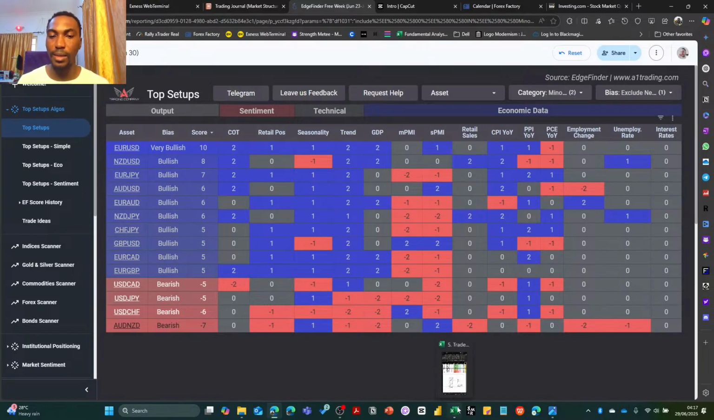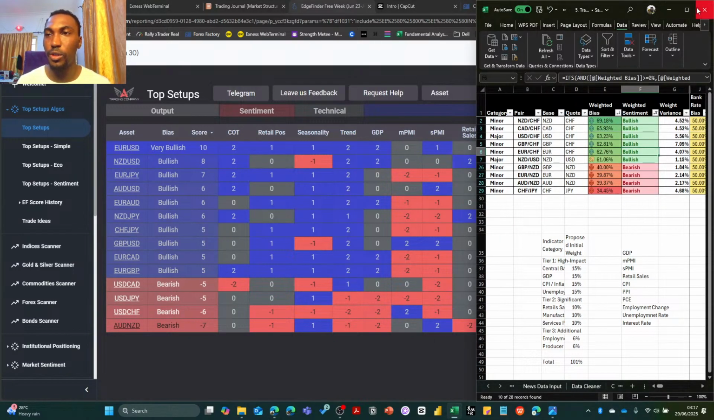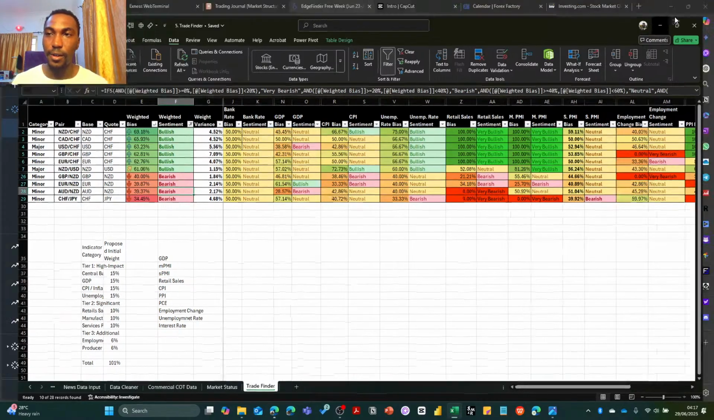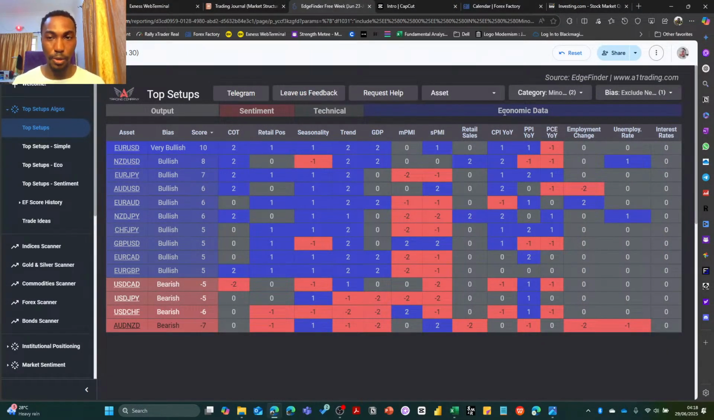Now, I know a lot of people will be asking, hey, what about your own Trade Finder? Well, this is my own Trade Finder here. My own Trade Finder is looking at a total of 10 financial markets where the fundamentals are heavily leaning towards one side. Unlike the Edge Finder, which only looks at economic data, this also incorporates the technical situation of the market, meaning seasonality and the current trend of the market, as well as the sentiment of the market. So COT as well as retail positioning.